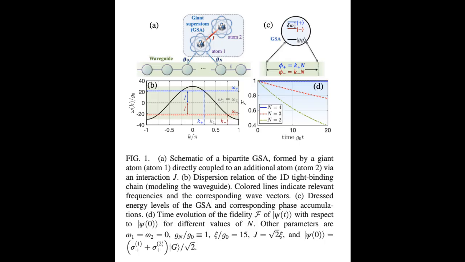Whoa, wait, SSH chain, topological edge states. You totally lost me there. What does that actually look like for the data? Okay, think of it like a row of dominoes. Normally, any domino can be knocked over by the environment.